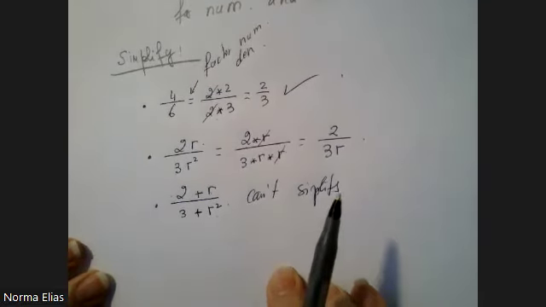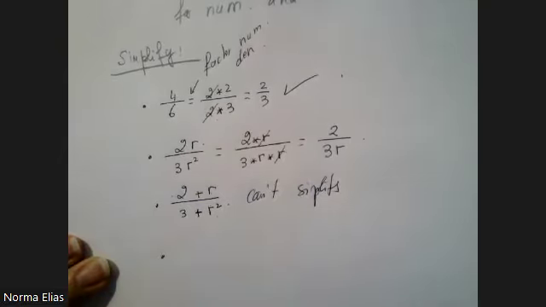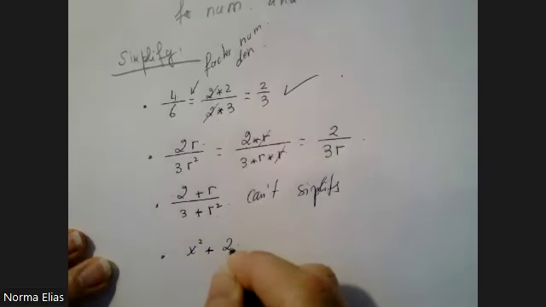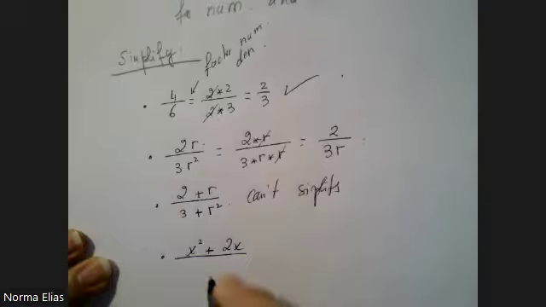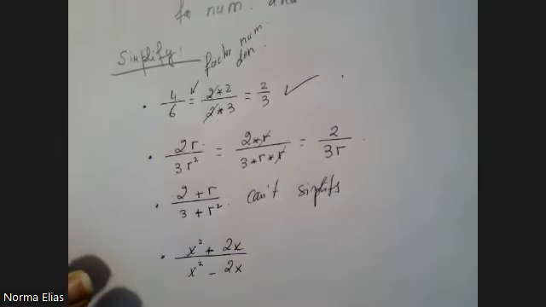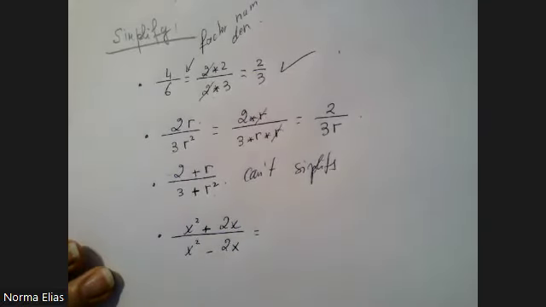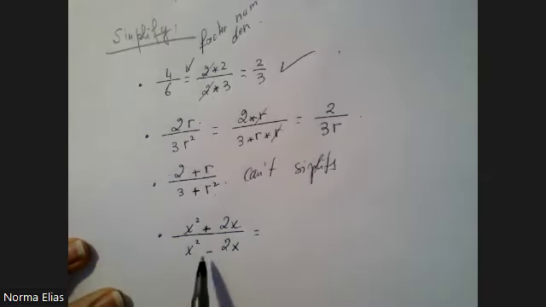All right, I'll give you two more problems. I want you to simplify the following expression. Simple one: x squared plus 2x divided by, let us say, x squared minus 2x. I want to simplify this expression. How can we simplify? We try to factor the numerator and factor the denominator if we can. My question is always if we can. If we can't, we just move on.